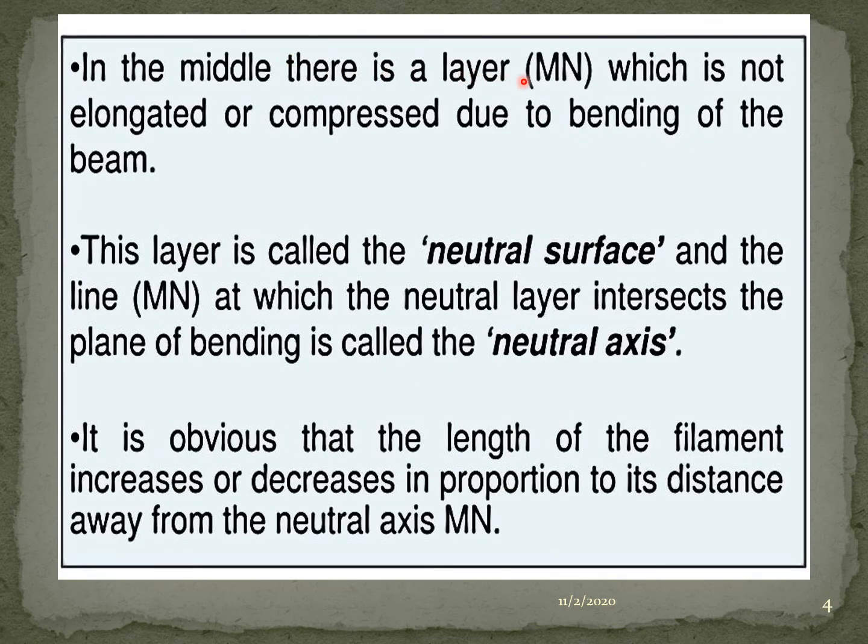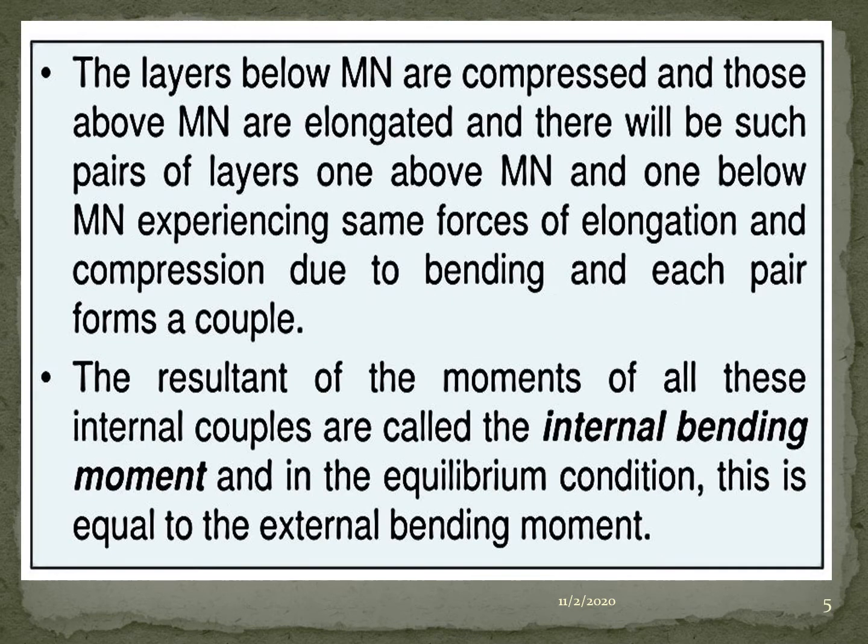There is a layer Mn which is not elongated or compressed due to the bending of the beam. This layer is called the neutral surface and the line Mn at which the neutral layer intersects the plane of bending is called neutral axis. It is obvious that the length of the filament increases or decreases in proportion to its distance away from the neutral axis Mn.